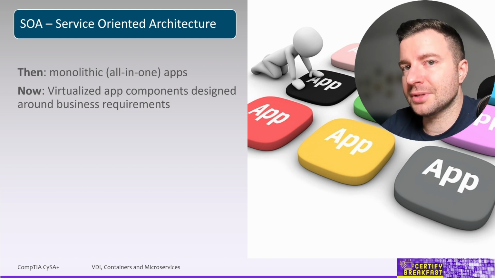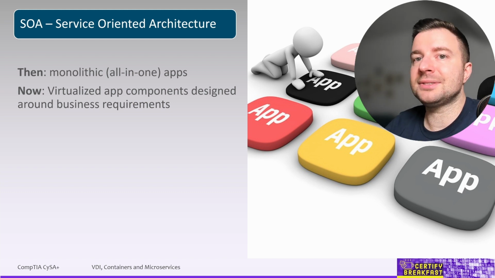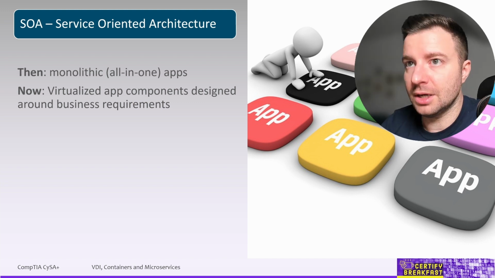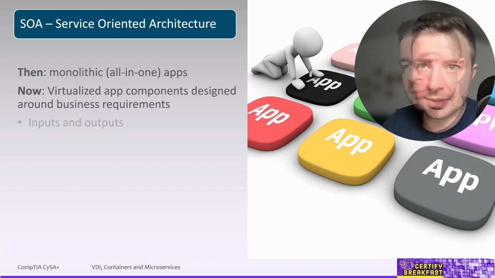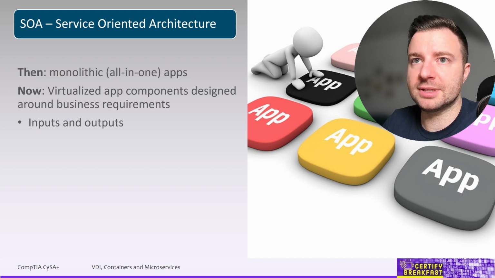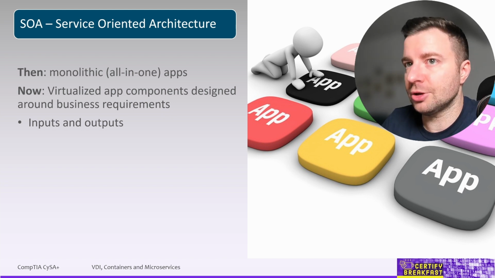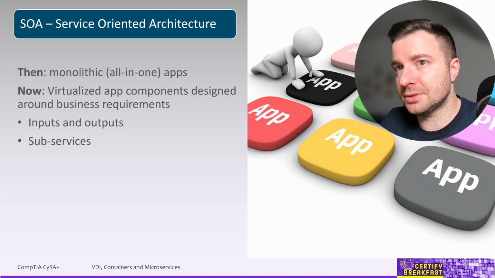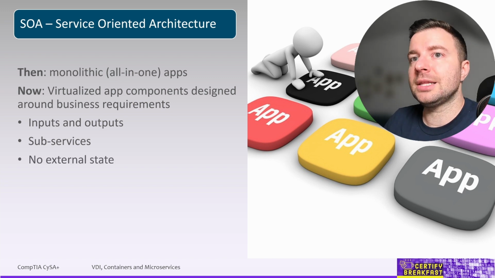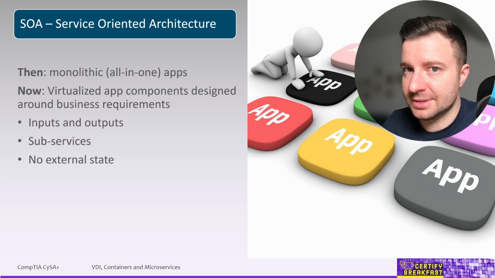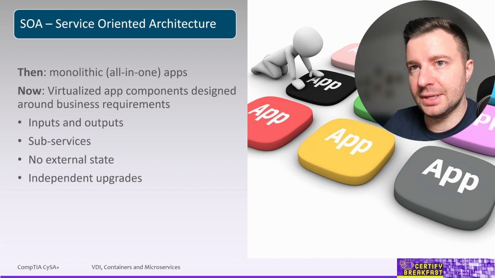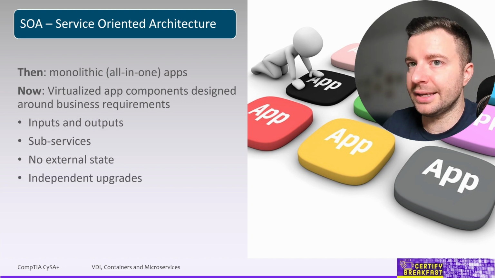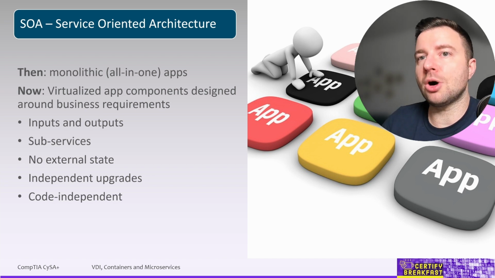So SOA relates to this concept by introducing the design of virtual services closely mapped to business workflows. Now, in order to accomplish this, each service must have well-defined inputs and outputs, and it can be regarded as some sort of a black box with a simple interface. They can be composed of other sub-services, so we have this type of flexibility. They must not rely on any kind of external state, and this decoupling of services means that we can upgrade them completely independently. And of course, we can even code them independently.